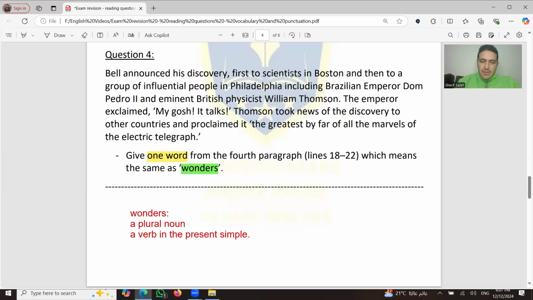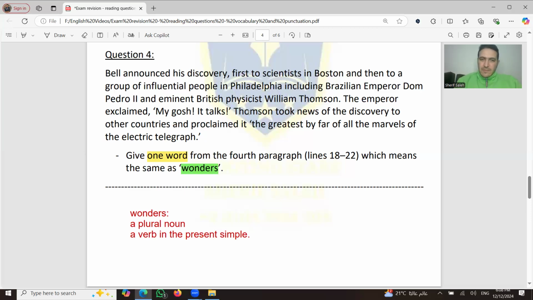Scientists doesn't mean wonders at all. We also have to use the knowledge that we already have. And then to a group of influential people in Philadelphia, including Brazilian Emperor Dom Pedro II and eminent British physicist William Thomson. The emperor exclaimed, "My gosh, it talks." So it talks, it wonders. No, it doesn't really work.